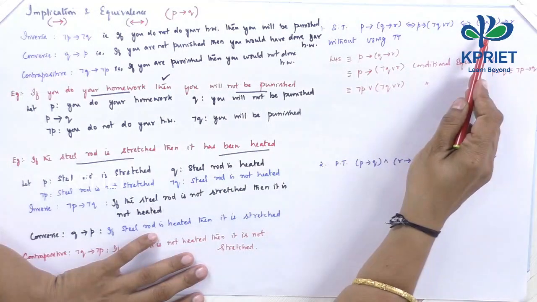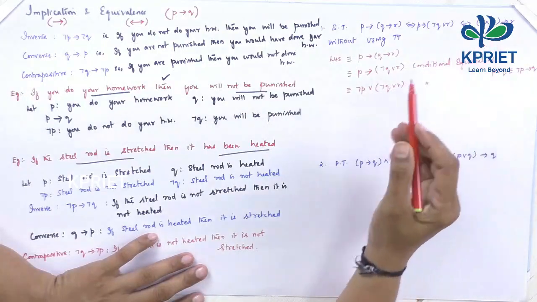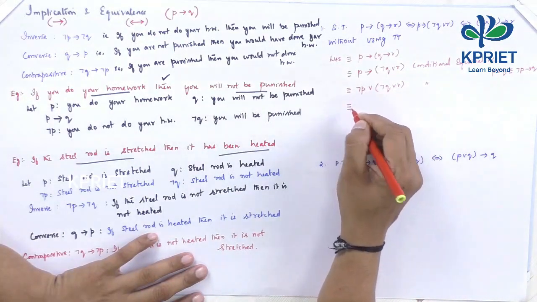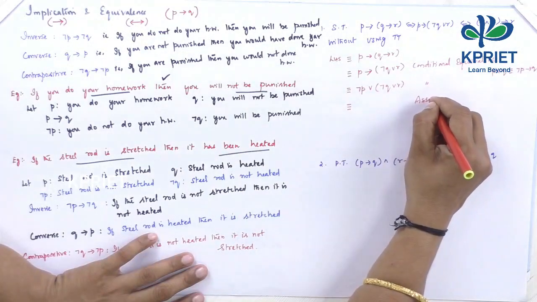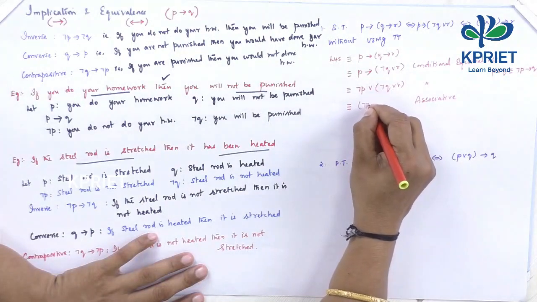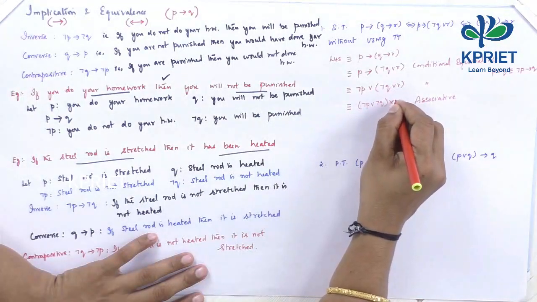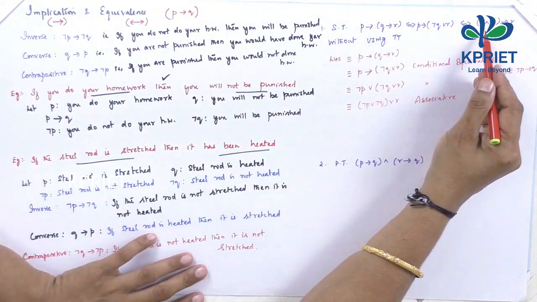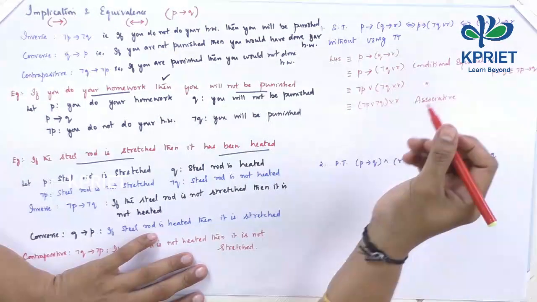And now see here, on the right hand side, I am just clubbing my P and Q. What is that law called? That is associative. So I will be applying the associative law. That is negate P or negate Q or R I will be having here. And again, see the conclusion part of the problem, I don't have negate anywhere.